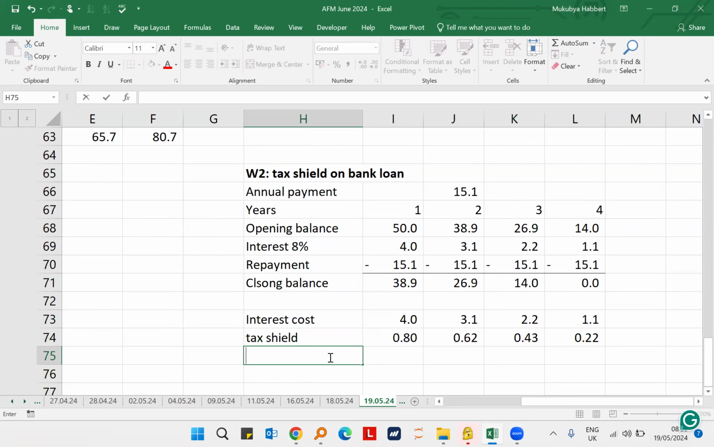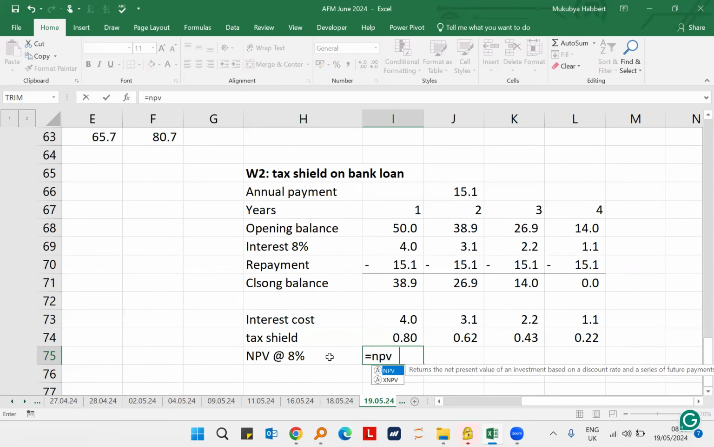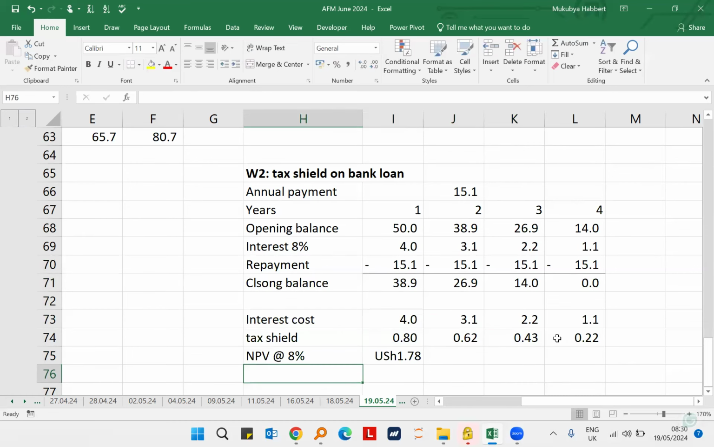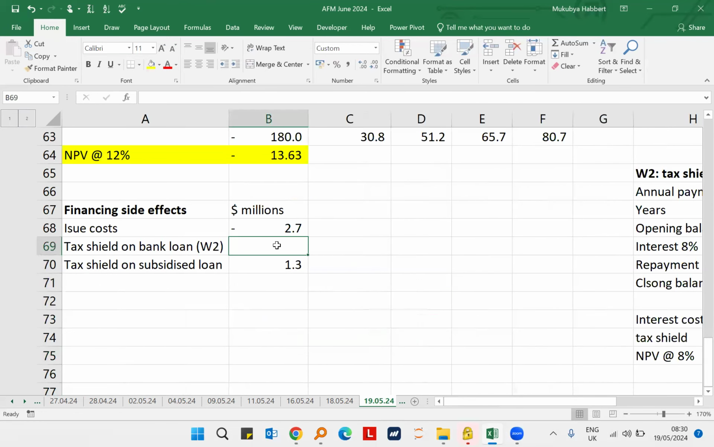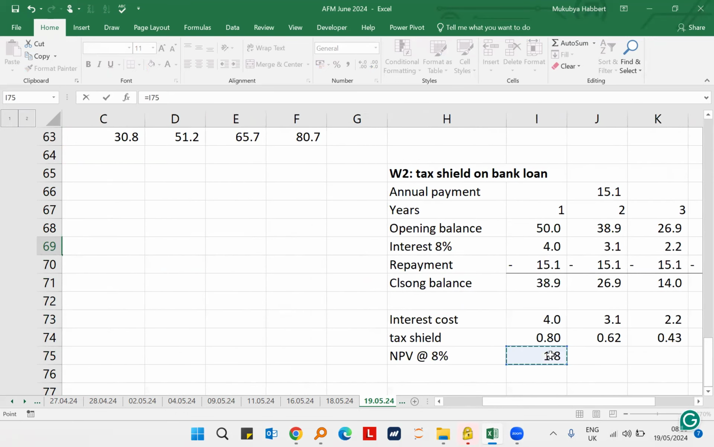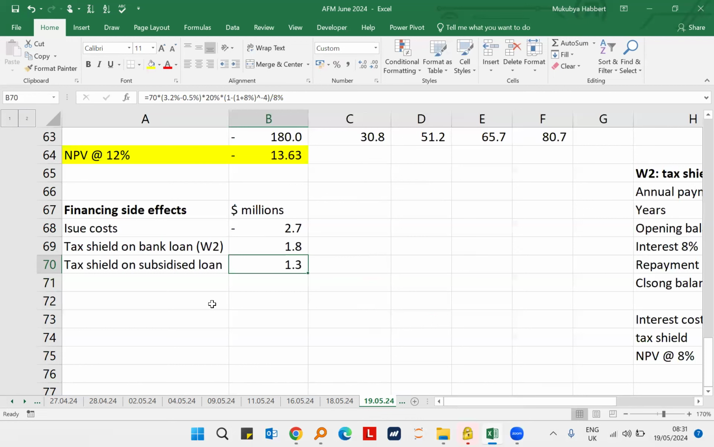So we can actually from here say NPV at 8%. Then we do NPV, we put 8%, then we give it the cash flows. There's no year zero, so we don't have to do anything of the sort. Which gives us 1.8. That's what we take here on the bank loan. So in this question, this is the only part that was a little bit challenging, the tax shield on the bank loan.